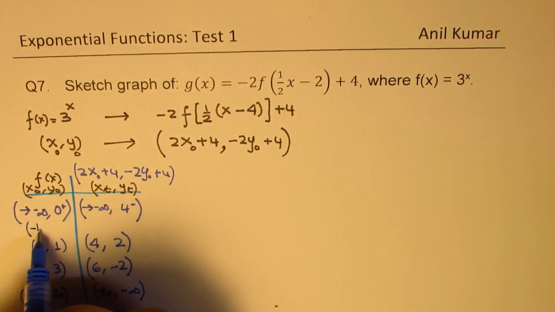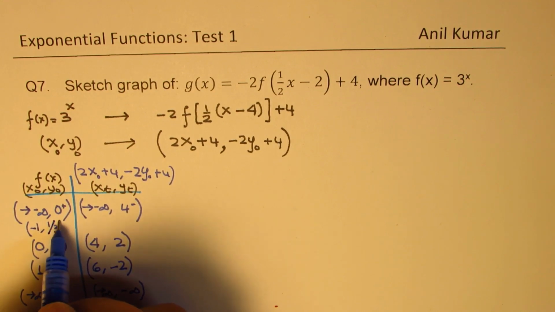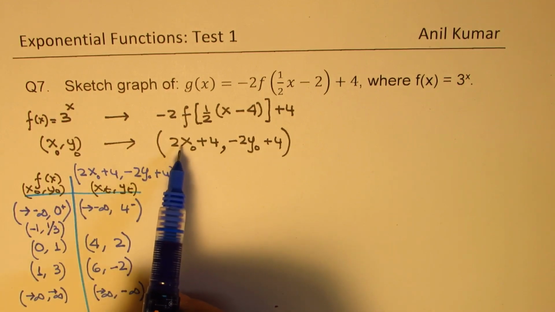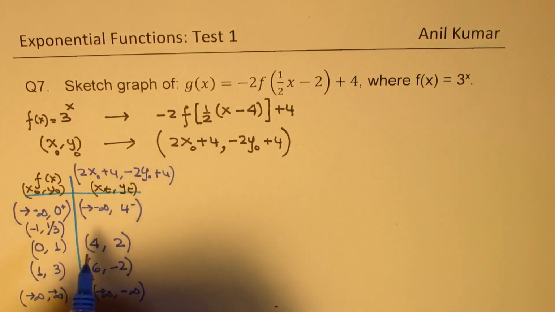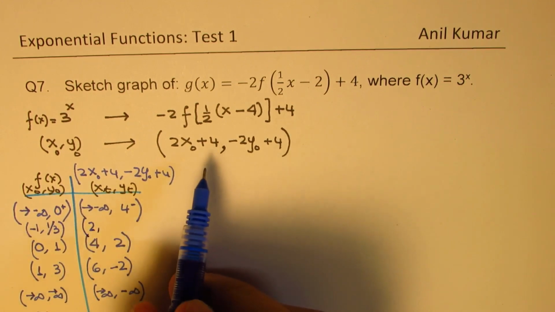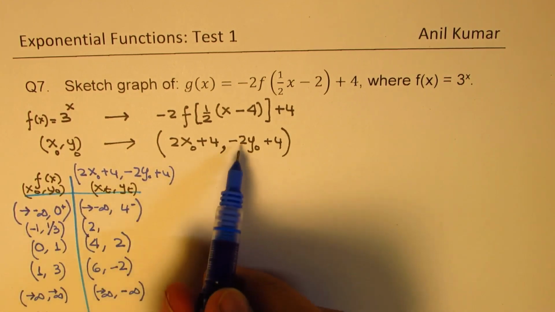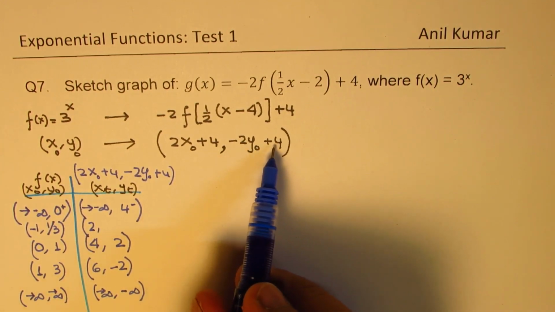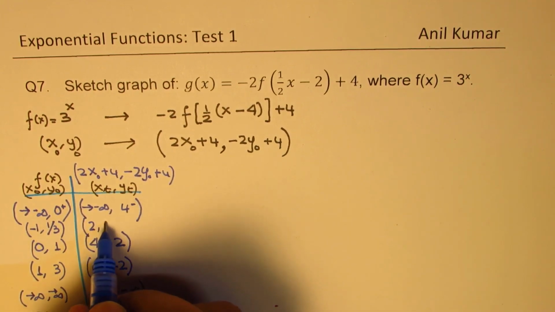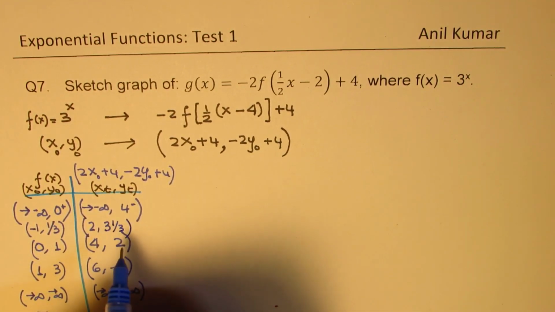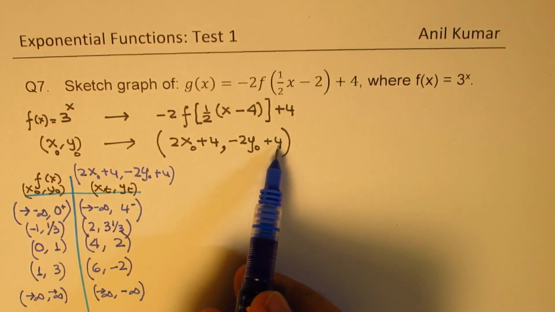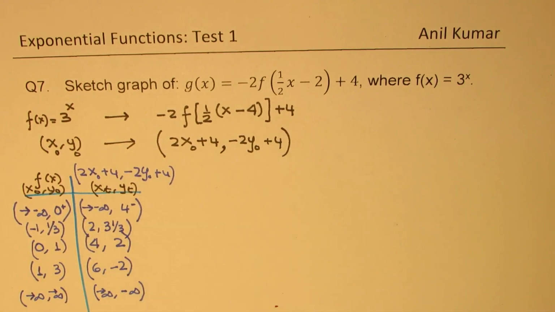And here if I write minus 1, I get 1 over 3, right? Which is difficult to calculate anyway. Minus 1 gives me here minus 2 plus 4, which is 2. And the value of y will become minus 2 over 3 plus 4. So 4 minus 2 over 3. So 3 and 1 over 3, you can say. Okay. So 2 over 3 if I take away from 4, we get 3 and 1 over 3. So these are good enough points to sketch the graph.